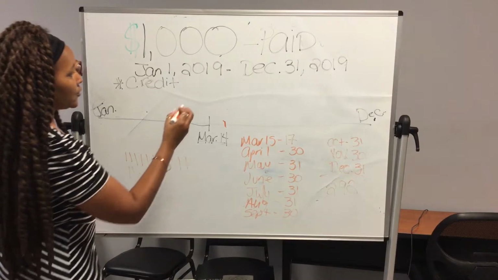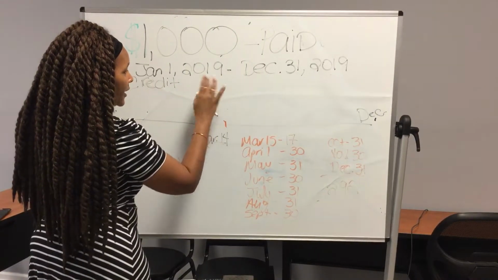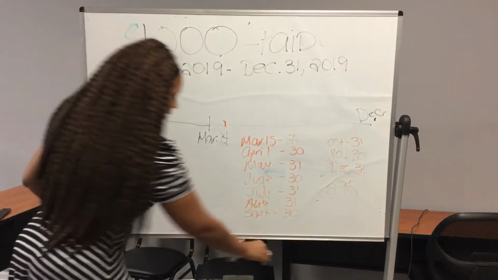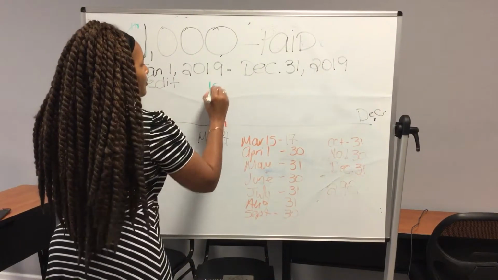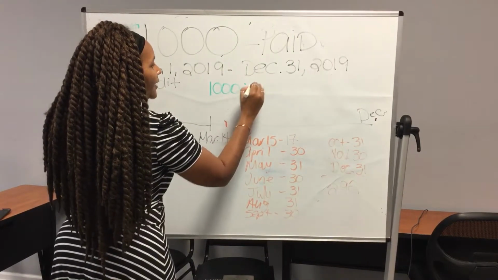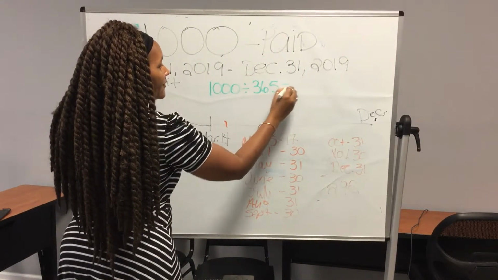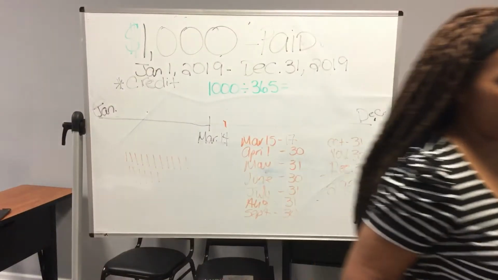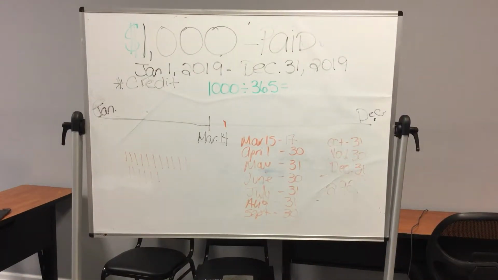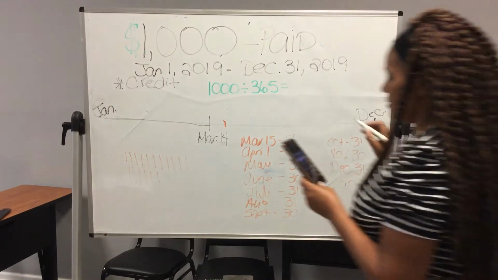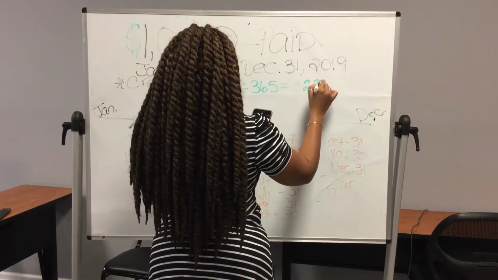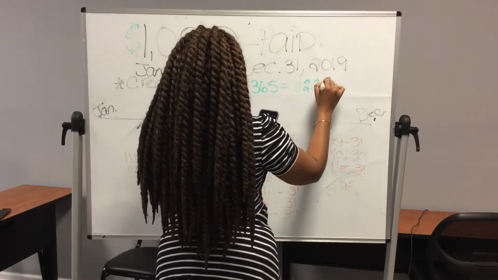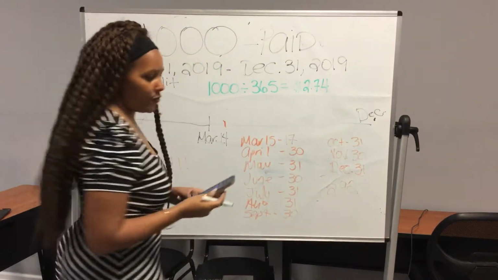So what we want to do is we want to find out how much a day did the owner pay. Break it down per day. So we're going to divide that by 365 days to get our daily rate. So we get $2, and we're going to round it up because I have 2.739. We're just going to round that up to $2.74.